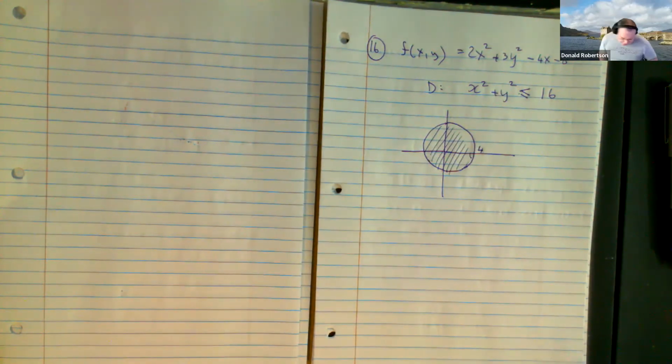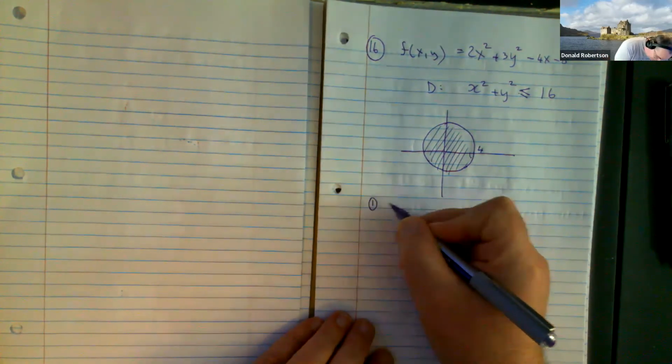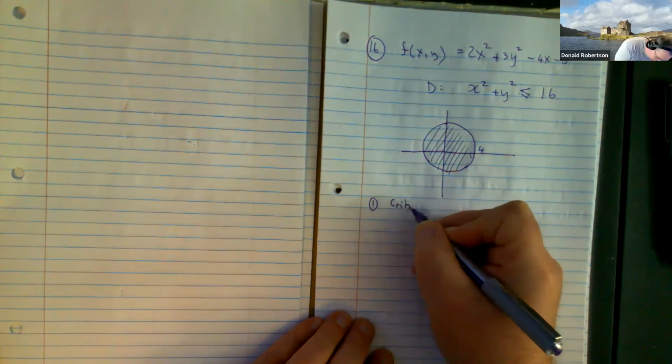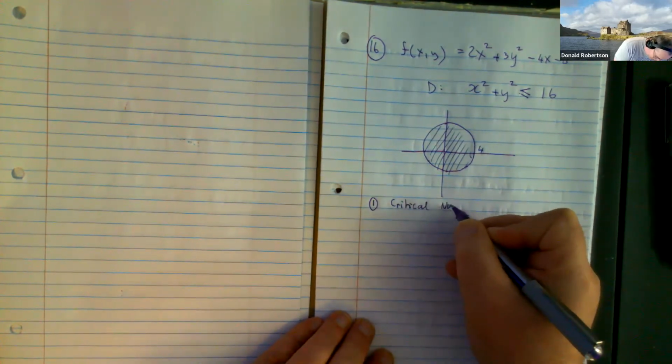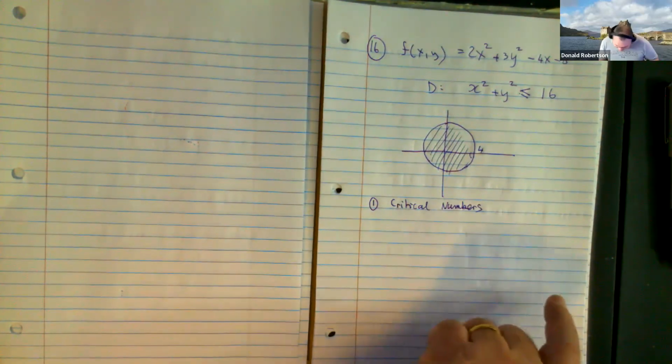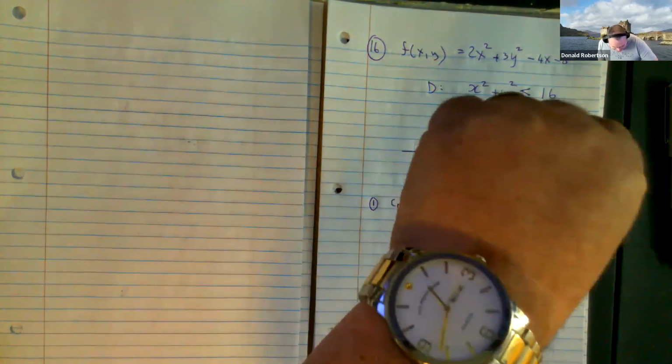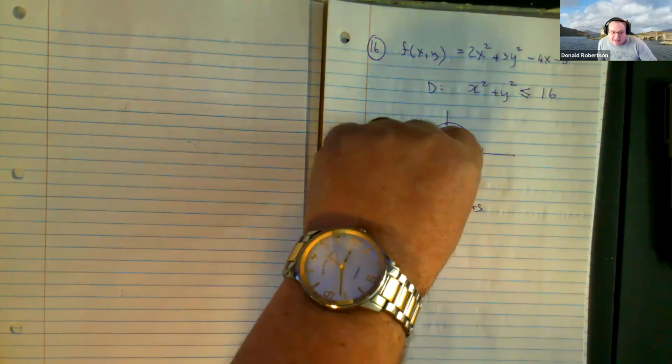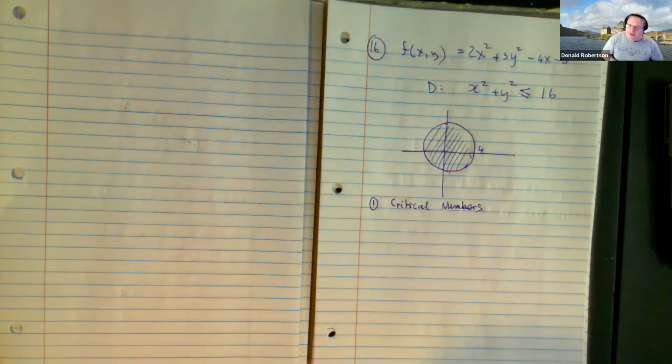So this question is now going to be split into 2 distinct pieces. The first step is I'm going to look for critical numbers. And I might find 3 or 4 of them, but I'm only interested in any critical numbers that are inside that circle. Matthew, what's your question?